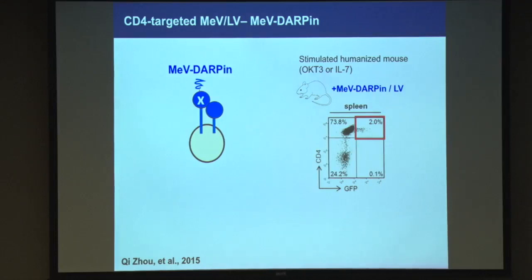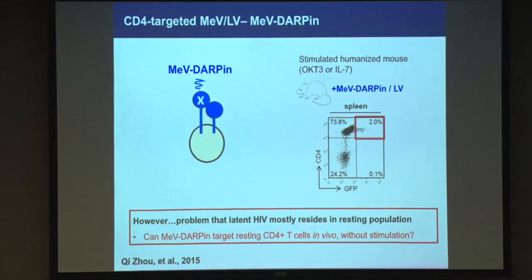In their study, they evaluated the in vivo targeting ability of this vector in a stimulated mouse model. They found that in this stimulated system, this vector was able to specifically transduce CD4-expressing cells in vivo in the spleen tissue, up to about 2%. However, the question is that the HIV latent reservoir mostly resides in the resting population. And like Dr. Kremer mentioned before, lentiviral vector transduction of resting cells in vivo can be challenging. Therefore, an important question we want to ask, built on top of this study, is whether this DARPin measles vector is able to transduce resting CD4 T cells in vivo without stimulation.